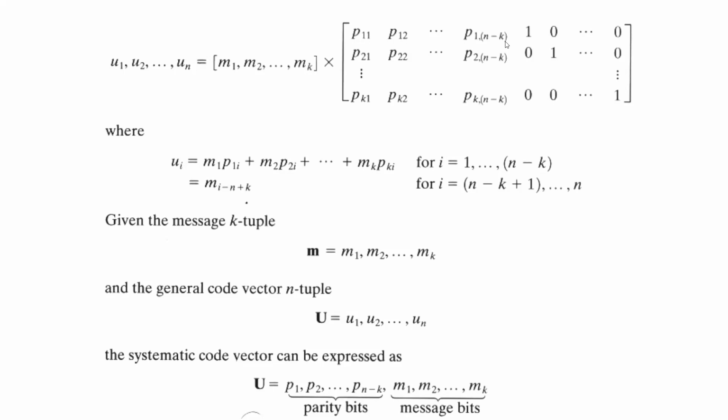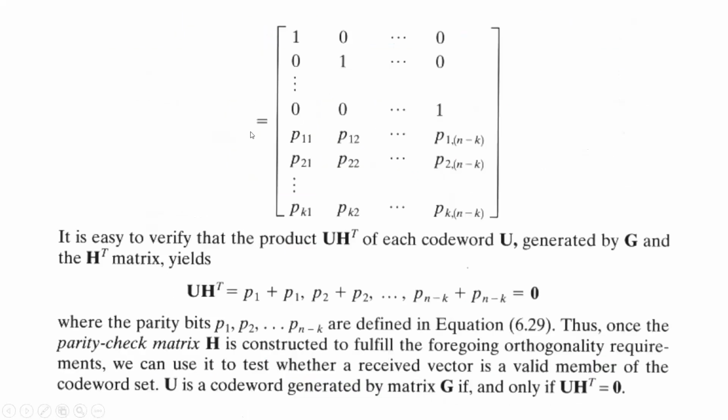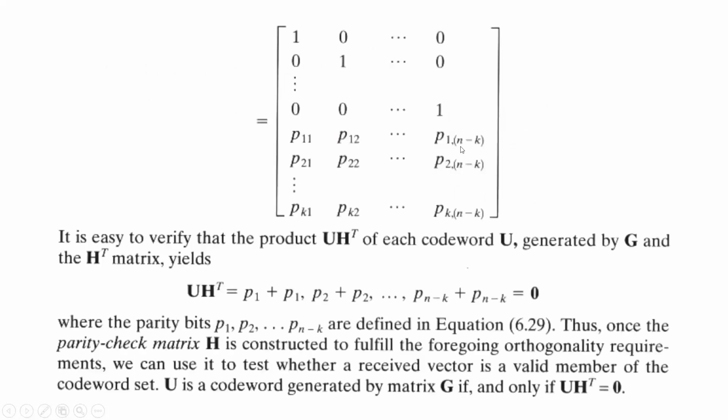From the generating matrix, I can write the parity check matrix like this. The upper portion will be an identity matrix. What should be the size of the identity matrix? n minus k cross n minus k. And what should be the size of the parity portion? So I_(n-k) and then the parity portion P11. The size will be k cross n minus k, right?